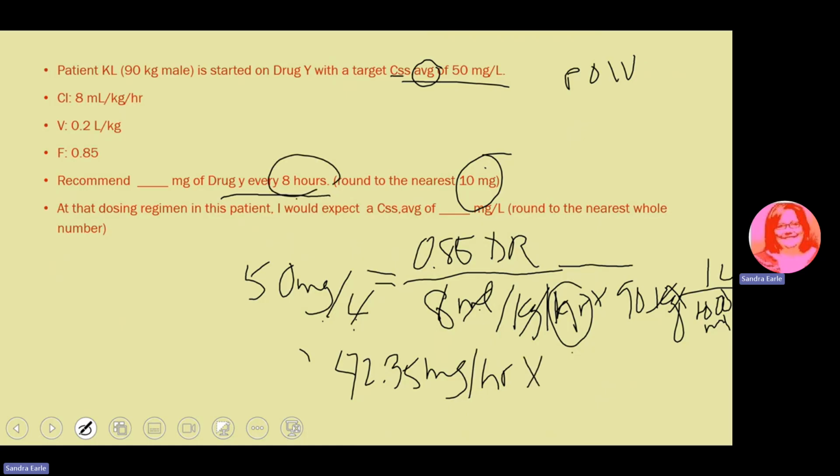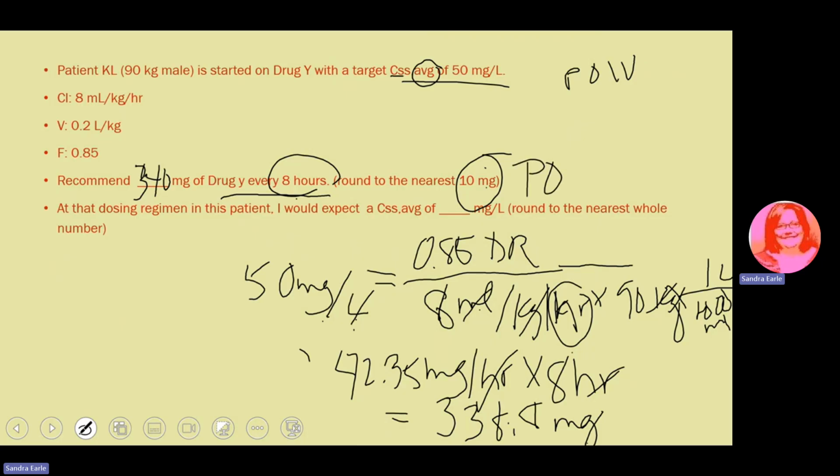So we're going to have to multiply this times 8 hours so that we have our dose. So 42.35 times 8, and I got 338.8 milligrams. So we're going to round to the nearest 10. So we're going to recommend 340 milligrams to be given PO. If it were IV, we would just not, that would have to be 1, wouldn't it?